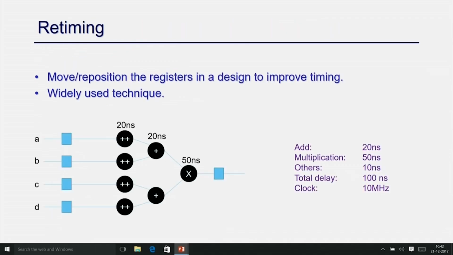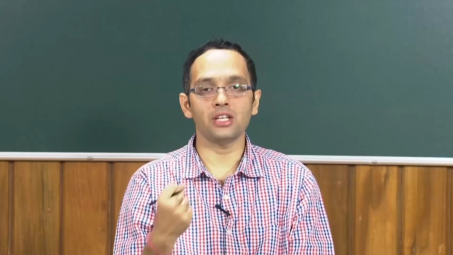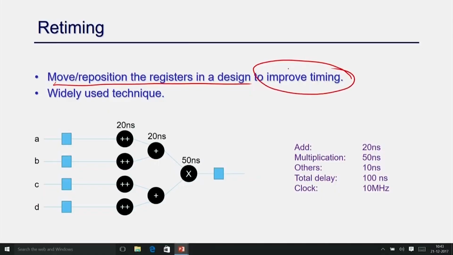So, what is retiming? It is basically moving the registers in your design without changing the functionality of your design. Okay. So, you just move your registers in your design so that the combinational delay becomes less. But you have to keep in mind that you should not change the functionality of your design. So, it is basically moving or repositioning registers in a design to improve timing, right, without violating the functionality of the design. So, let us take an example here.